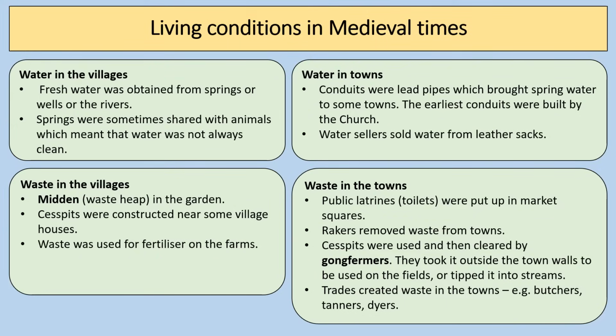Towards the end of medieval towns, we start to get these things called dung heaps on the outside of towns. And then trades, of course, created waste in the towns. The towns tended to have in the street almost like a little open sewer running through them. So that would be pretty filthy, and that would spread disease as well.